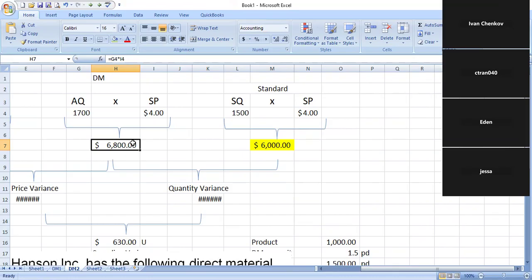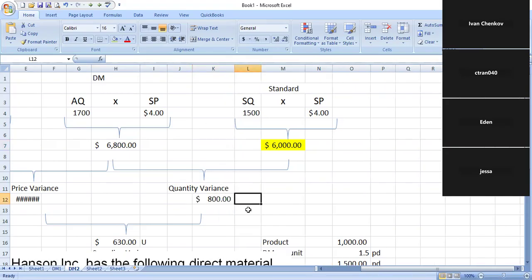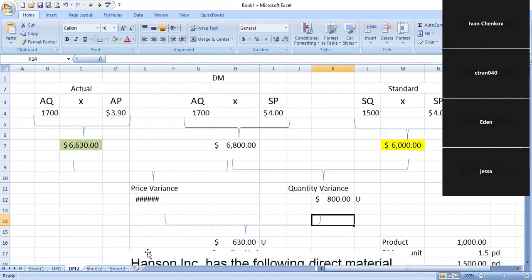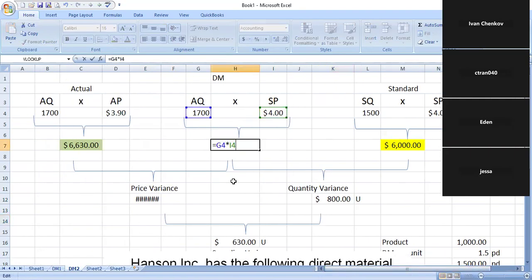Am I overspending or underspending in this case? Overspending. How much? $800. That will be favorable or unfavorable? Definitely unfavorable. Okay, we have that one. So now let's see the other one.